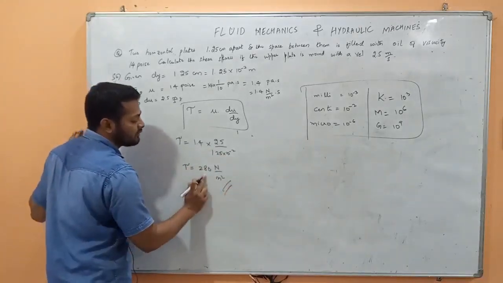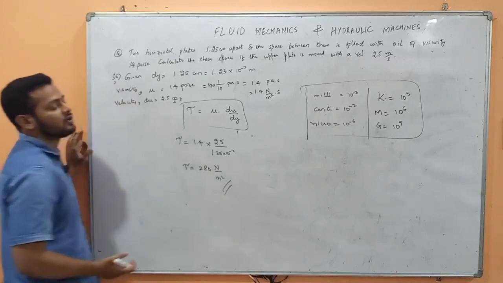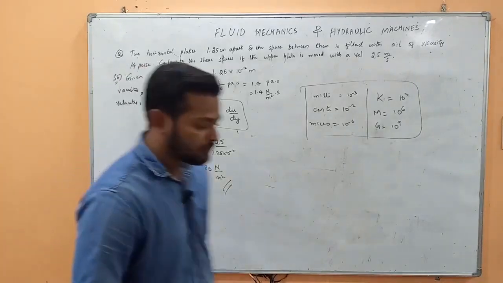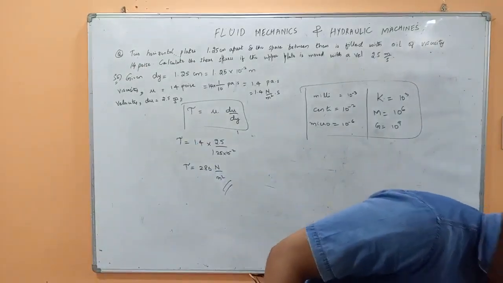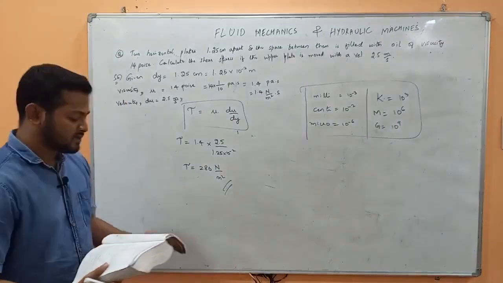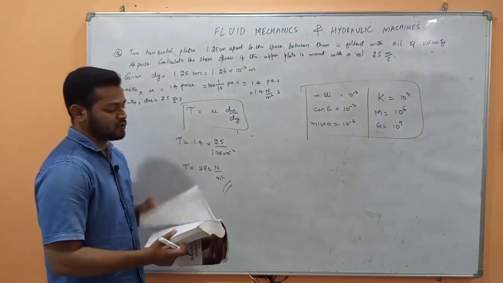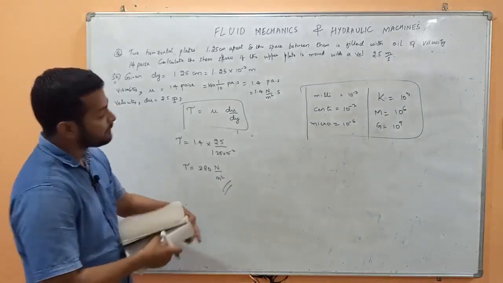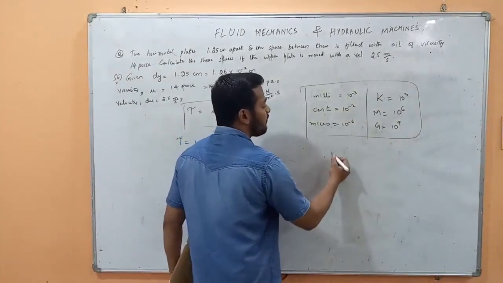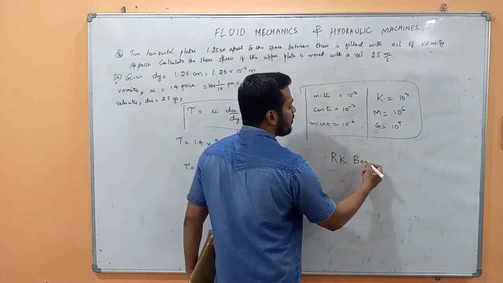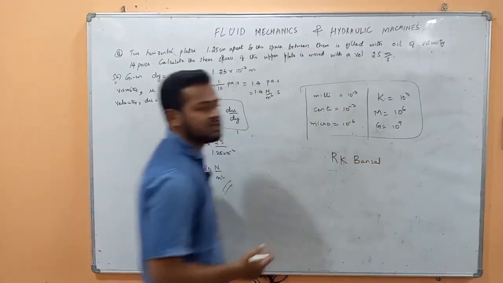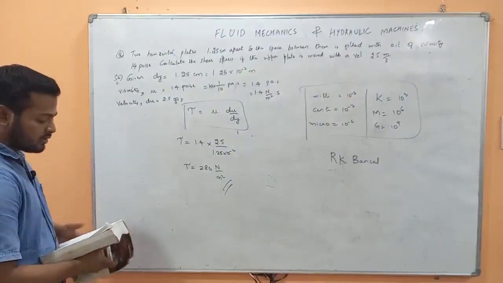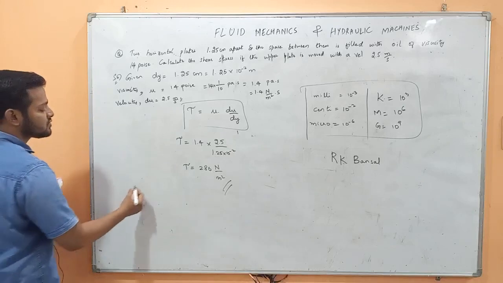What is the SI unit of tau? Newton per meter square, also Pascal. Okay, so this is the first question. Let's take one more problem from the textbook. If you don't have this textbook, please get it issued from the library. The name of the textbook is Fluid Mechanics and Hydraulic Machines by R.K. Bansal. The next question is on page number 7.